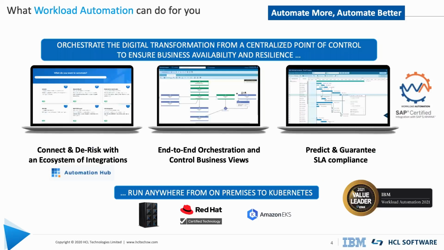So what is, in general, the value proposition of our product? We have this mantra called "automate more, automate better." Basically, we consider our product a general purpose orchestrator. We are no longer talking just about batch scheduling. We can orchestrate also with event-driven workload automation. We can orchestrate basically many kinds of applications.